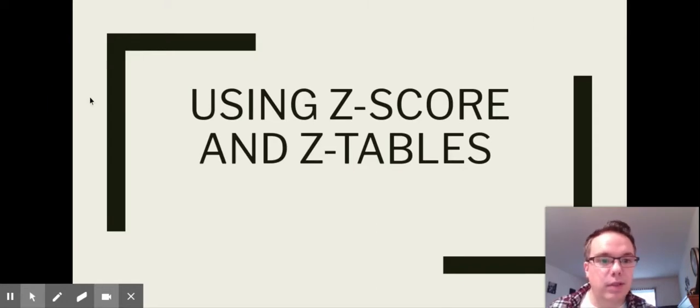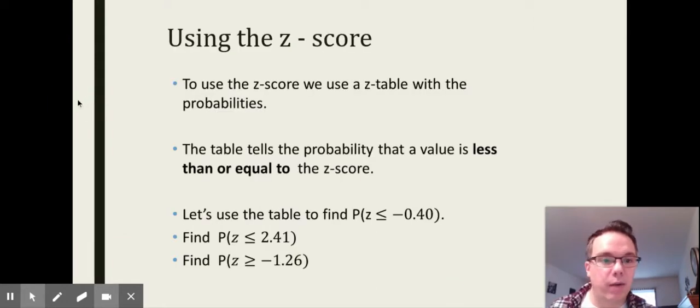And the first thing we're going to do is just again look at what a z score and a z table means. So I'm going to pause here so you can pause the video and write these notes and examples into your notebook, and then I'll go through it.